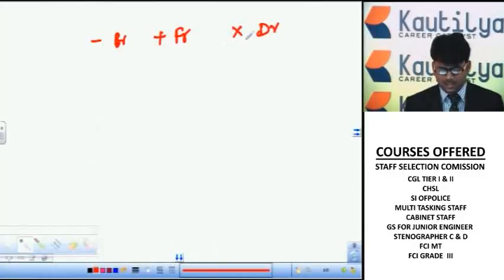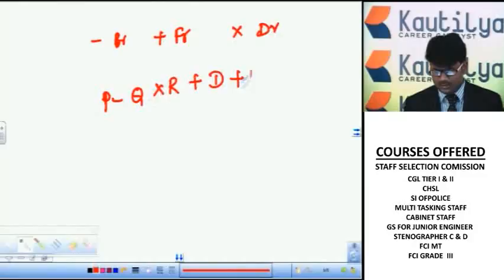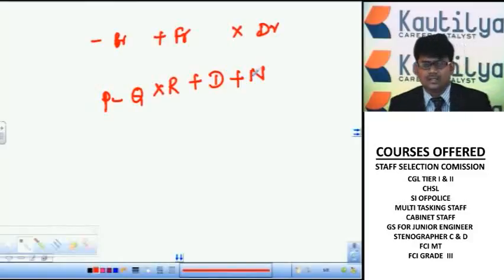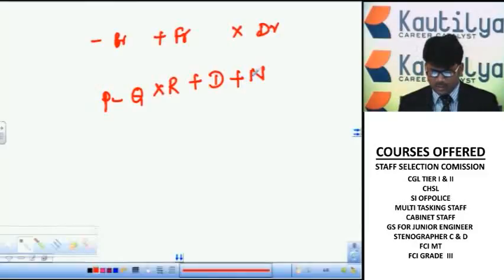Here the question is P minus Q into R plus D plus N. How is P related to N? Clearly minus means brother, plus means father, multiplication means daughter. The given question is P minus Q into R plus D plus N. How is P related to N?